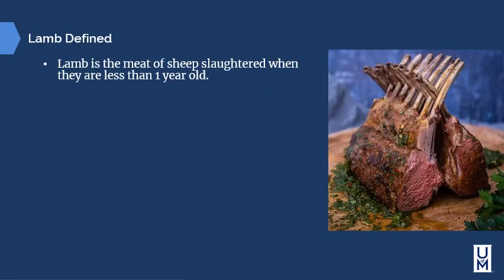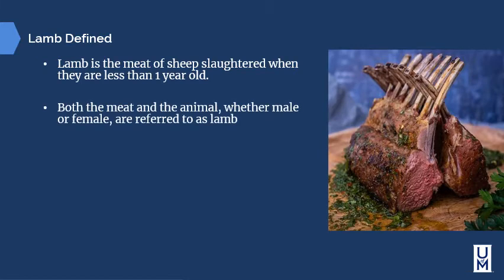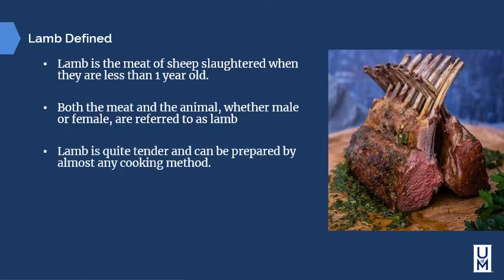Lamb is the meat of sheep slaughtered when they are less than a year old. Both the meat and the animal, whether male or female, are referred to as lamb. Lamb is quite tender and can be prepared by almost any cooking method, as we'll see.